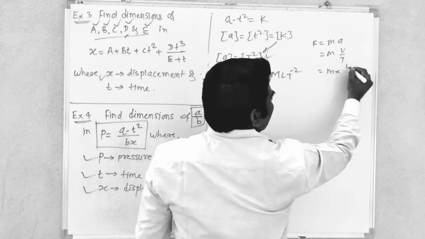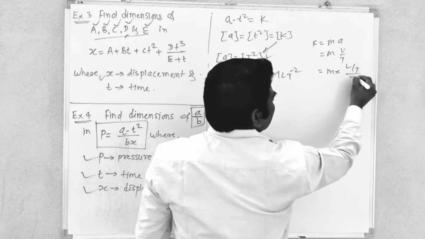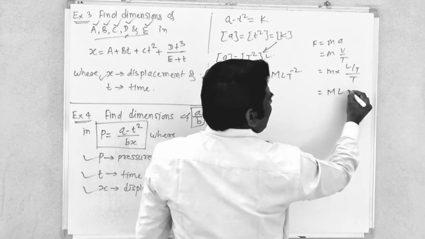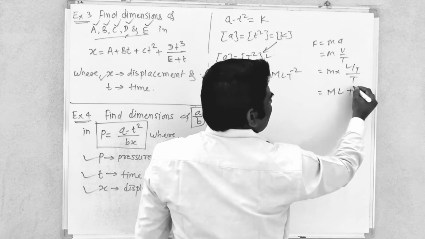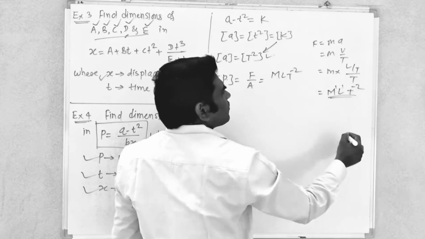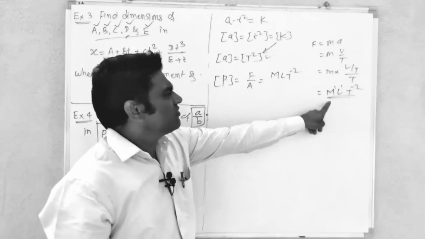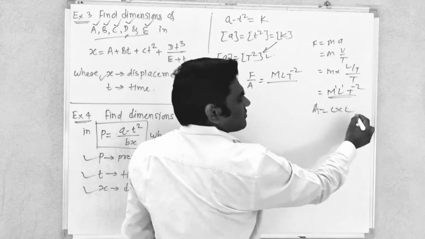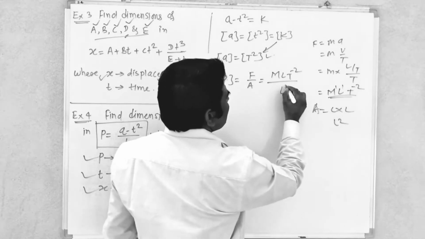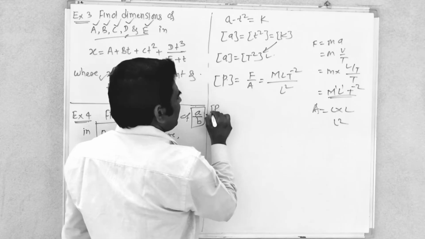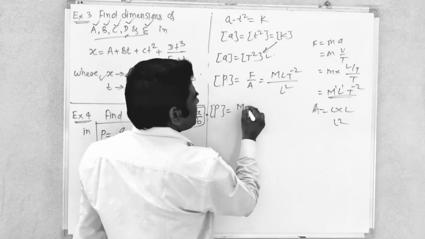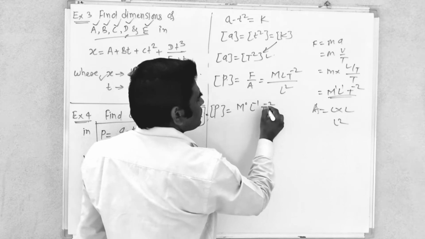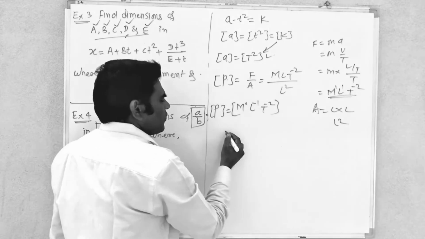Distance means L, divided by T. So ultimately M L and T to the power minus 2. Yes or no? So these are the dimensions of force divided by area. What are the dimensions of area? L into L, so L square. So ultimately, the dimension of P is equal to what? M0 L to the power 1 minus 2, that is minus 1, T to the power minus 2. These are the dimensions of pressure.